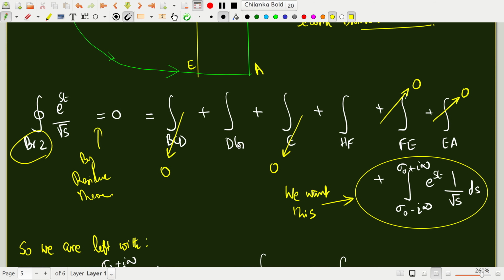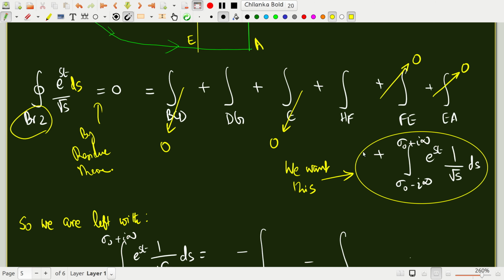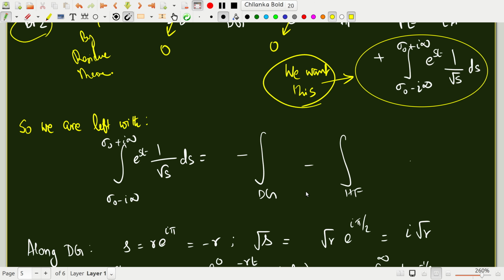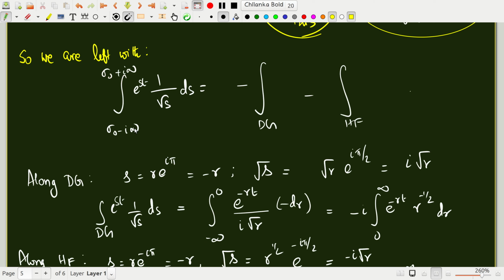DG we will come to in a minute. The integral over the tiny circle will go to 0 because it will be proportional to root epsilon or something, and there is a ds here. Okay, therefore this will be 0. The integral over HF is non-zero, we'll come to that. Similarly FEA is also 0. And finally you are left with the integral over the line AB, which is what you are interested in. We want this. This is the inverse Laplace transform, or the inverse Laplace transform is 1 over 2 pi i times this. So we are left with this integral. We want this integral. If you take this to the other side, this will become minus DG. If you take this to the other side, you will get minus HF. So that's what I have written here.